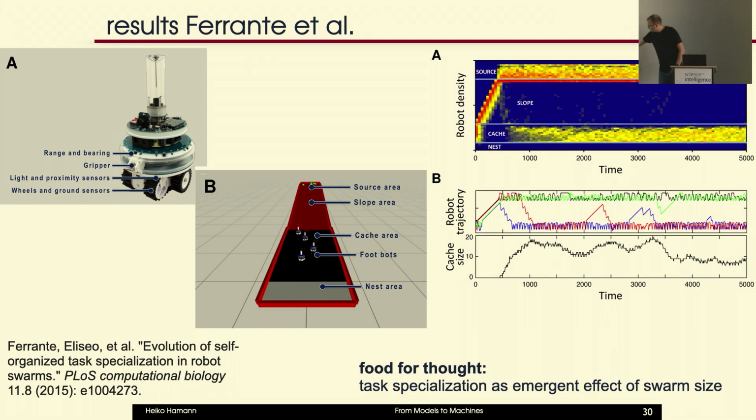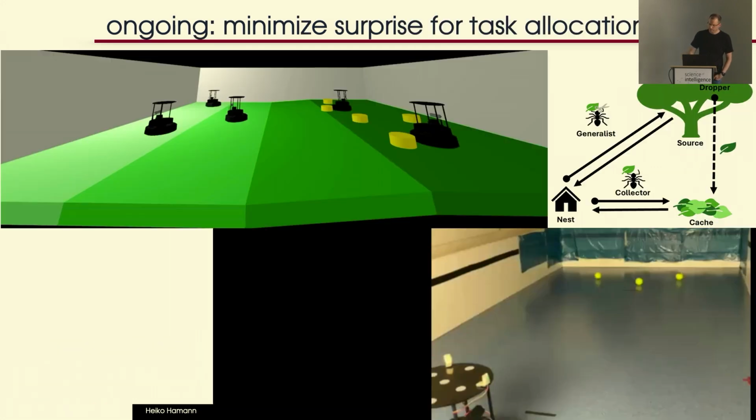Interesting, maybe, is there a sweet spot or a minimum swarm size at which this task specialization would actually emerge? So would you have generalists for very small swarms? And then if you put in more and more robots, they figure out that now it makes sense to specialize. That would be an interesting thing to ask here, for example.